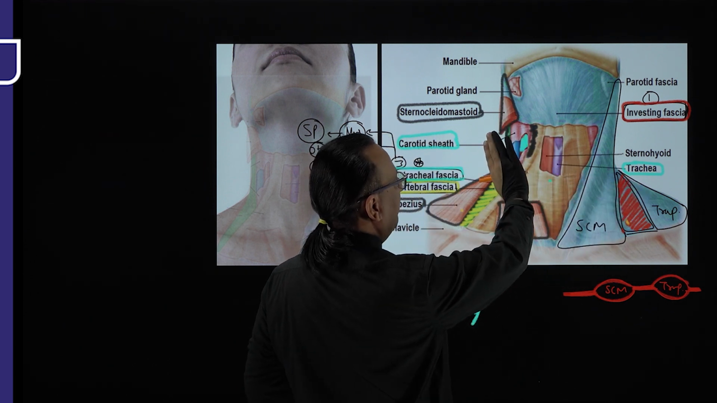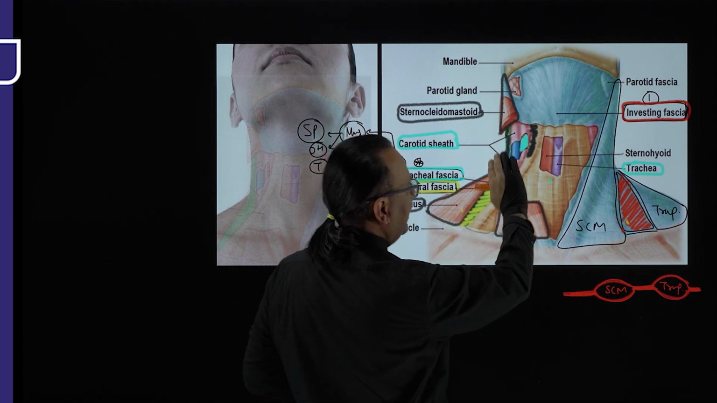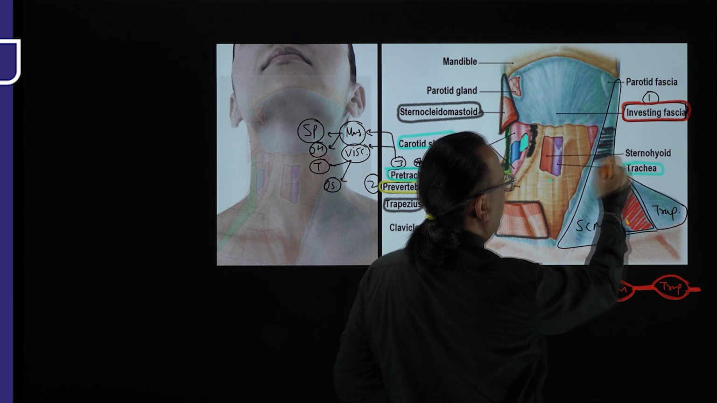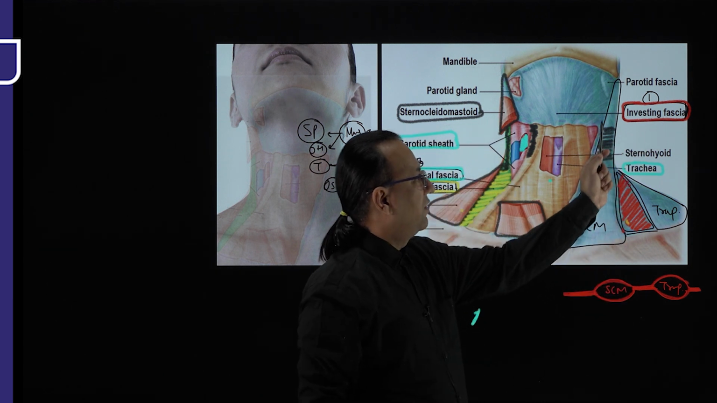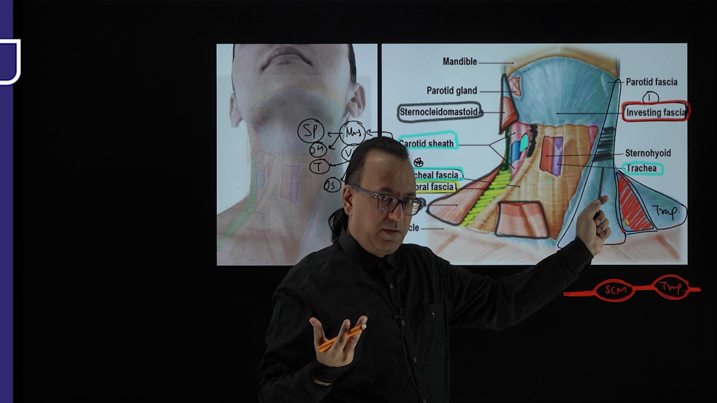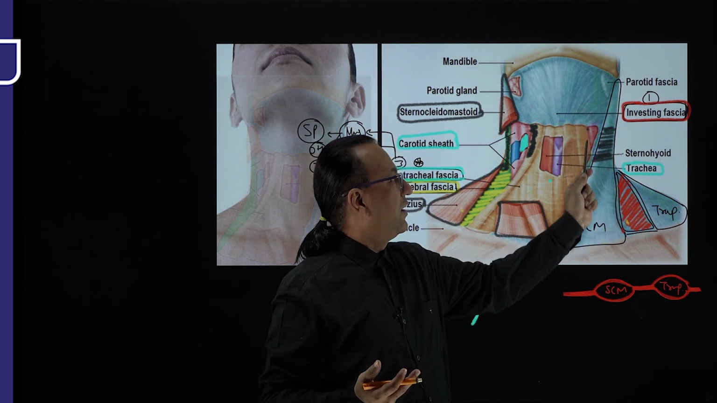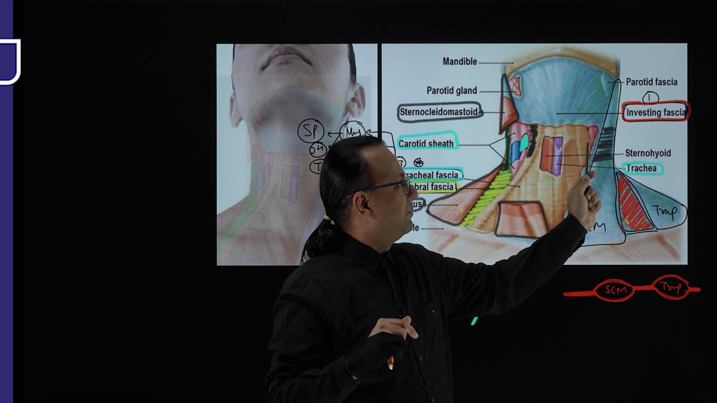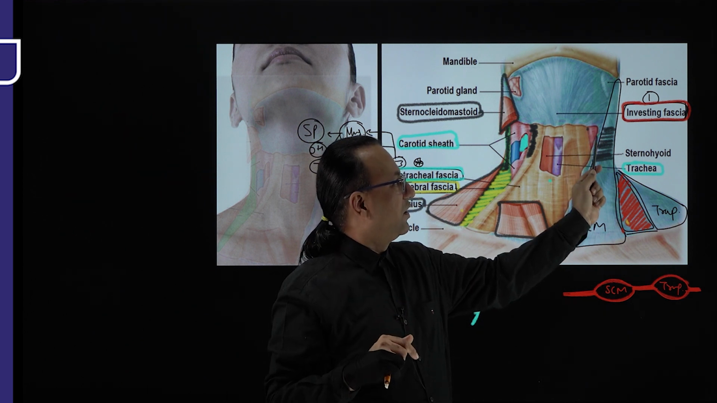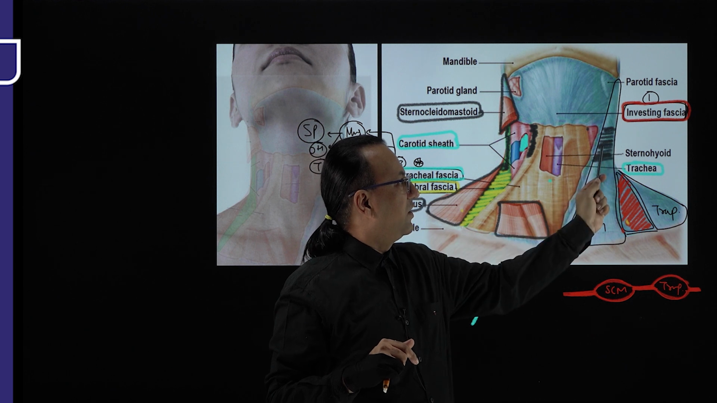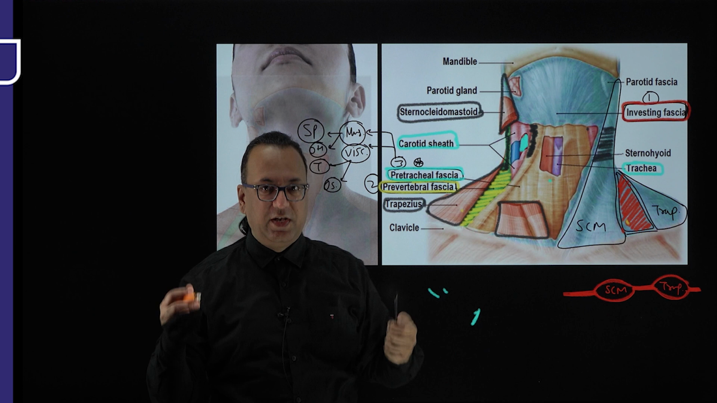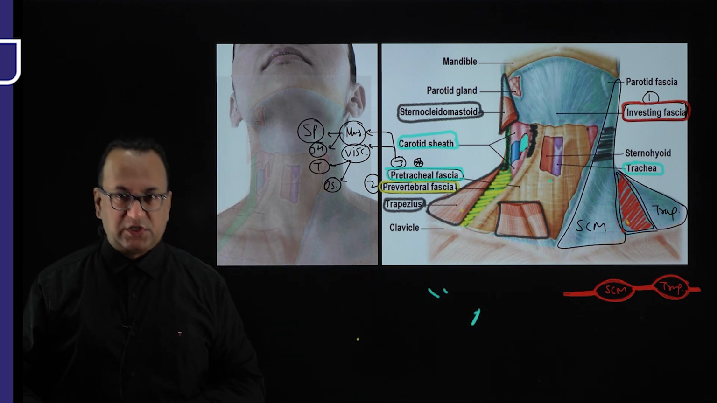Then the one which has been removed from here, as you see, it will be evident here. The third one, investing layer of deep cervical fascia. Until otherwise you remove the investing layer of deep cervical fascia, you cannot see the deeper structure. Like you can see, the carotid artery is inside the carotid sheath. So a little bit of carotid sheath can be seen, and that was being contributed by the outermost layer, that is the investing layer of deep cervical fascia. So the carotid sheath has contribution from all the three layers of deep cervical fascia.